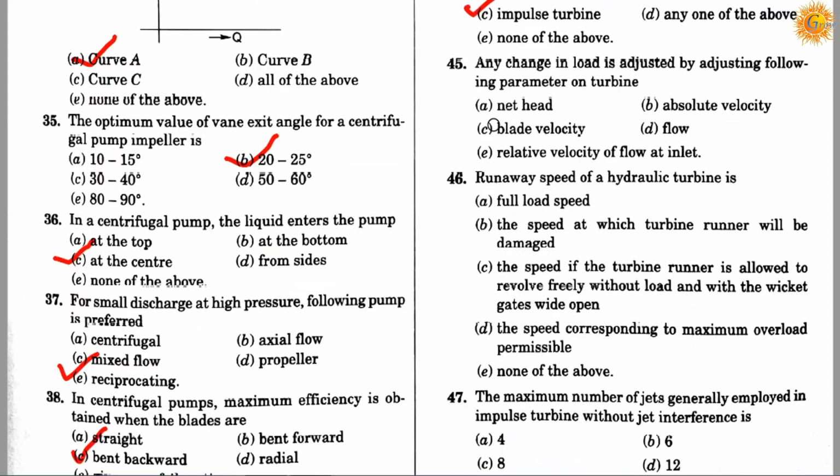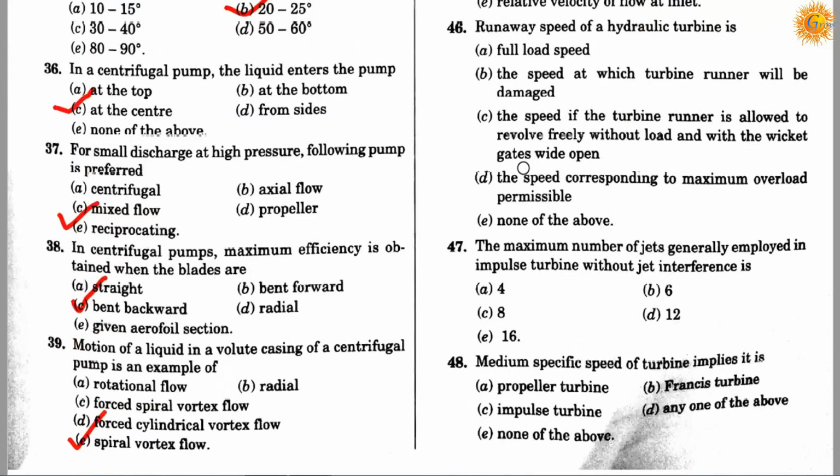Question number 45. Any change in load is adjusted by adjusting the following parameter on a turbine: option A net head, option B absolute velocity, option C blade velocity, option D flow, option E relative velocity of flow at inlet. So correct answer is D. Any change in load is adjusted by adjusting the flow. Question number 46.